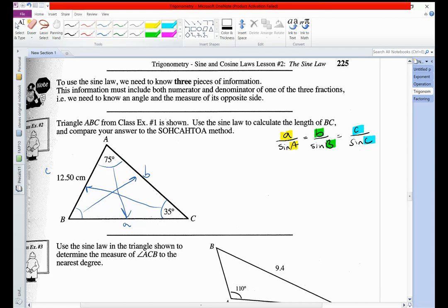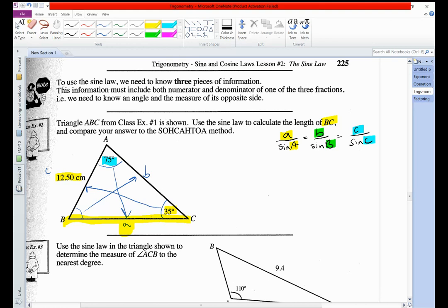So what information do we know? We know angle A. We know angle C. Hang on, I was wanting to use a different color here. We know angle C and we know side length C. We don't know anything about B, so we won't use it. And the question asks us to find length BC, which is technically side little a. It's this side right here.